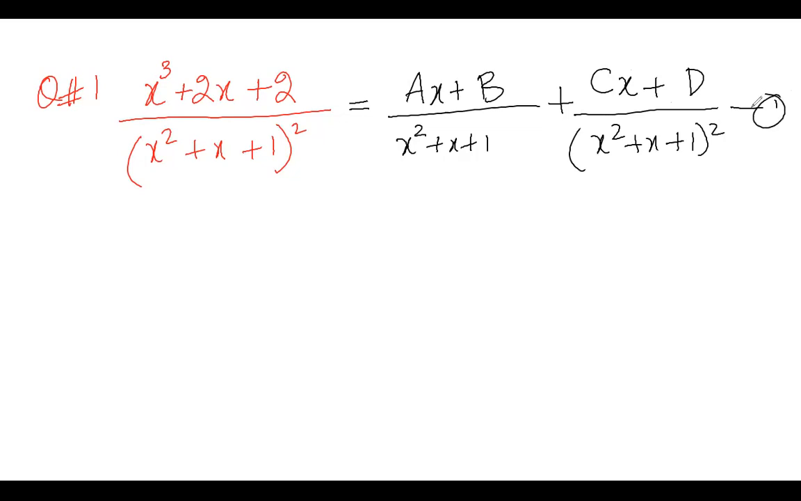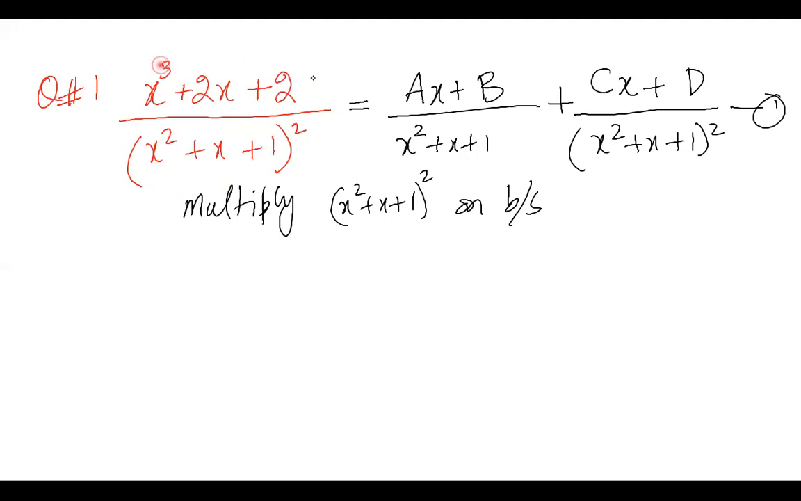Now just multiply this denominator on both sides. Okay. Multiplying x square plus x plus 1 whole square on both sides. Now look at that. When this is multiplied on this side, the denominator will be cancelled, and we will be left with only x cube plus 2x plus 2.